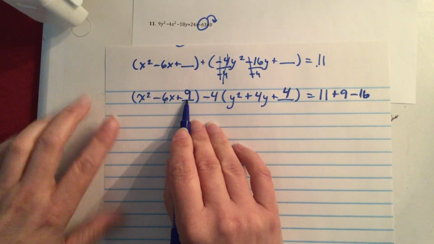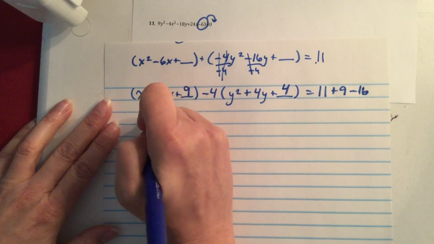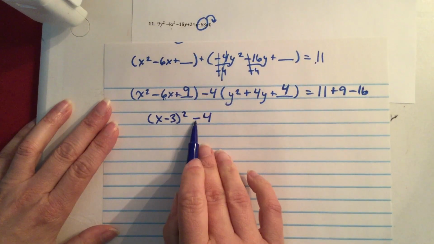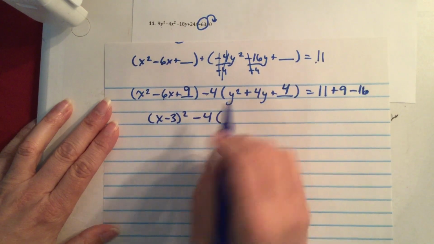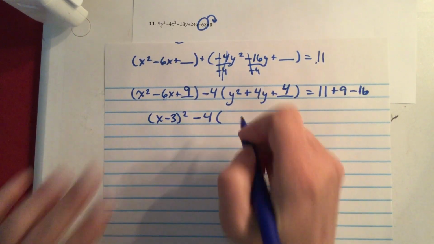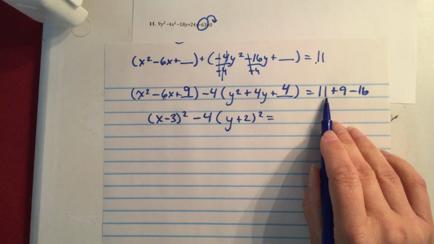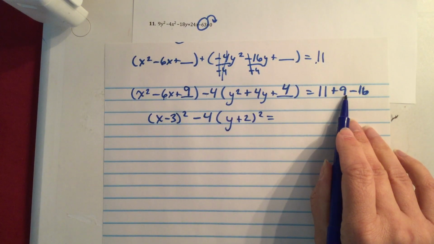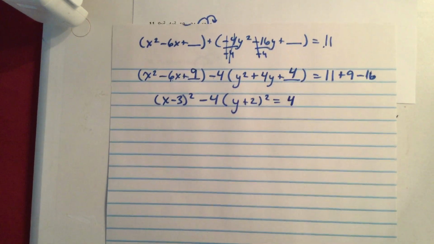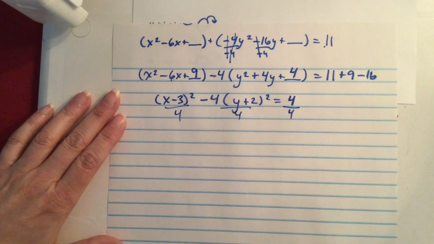Now I can factor two numbers that are the same number that multiply to 9 and add to -6, -3 and -3. -4. So right now, you guys, I know it's a hyperbola. It's the only option that has a minus in between. Two numbers that multiply to 4 and add to 4, well, that's 2 and 2. Equals 11 plus 9 minus 16 is 4. With the hyperbola, it has to equal 1, so I need to divide everything by 4.